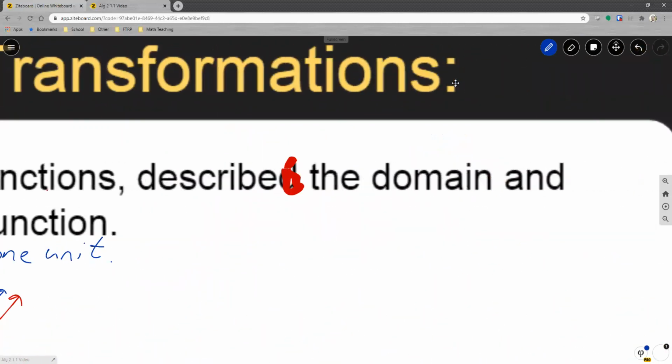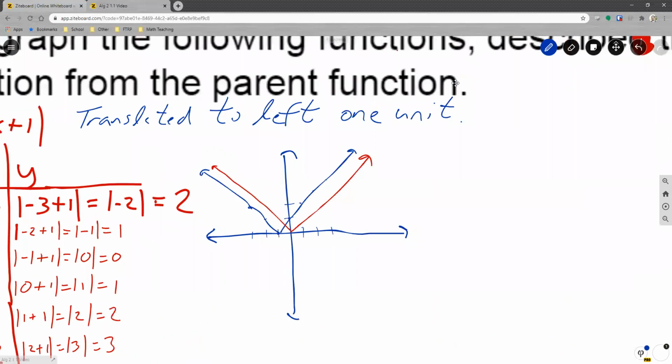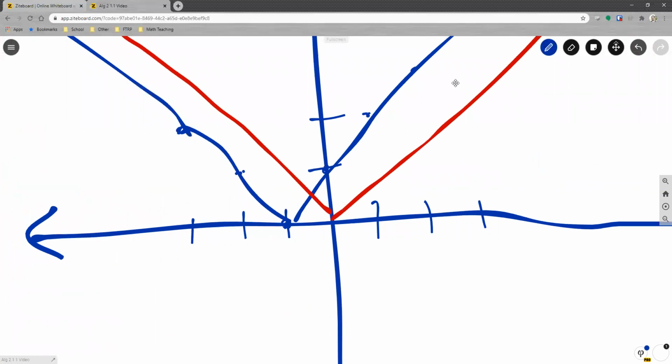Let's see here. Oh, we need the domain and the range. Well, my domain is going to be the same. I can put any x value into this function. So my domain is going to be all x values. And my range is going to be my y values, my outputs. The lowest y value I can get is going to be 0. I can't go below 0, but I can definitely get to 0.